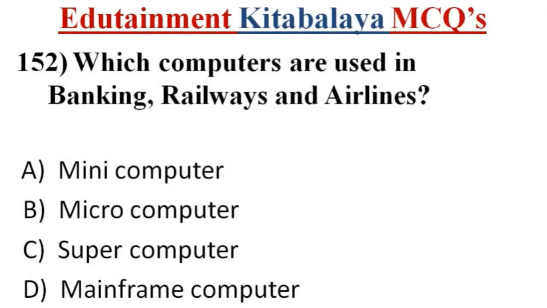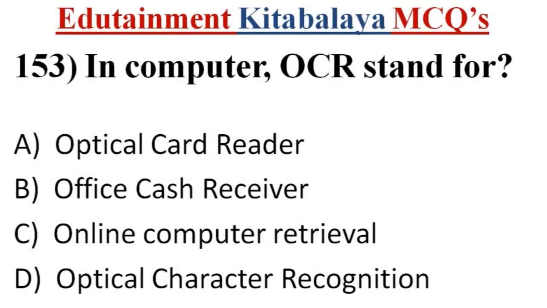Question number 152. Which computers are used in banking, railways and airlines? A. Minicomputer. B. Microcomputer. C. Supercomputer. D. Mainframe computer. Correct answer is D. Mainframe computer.